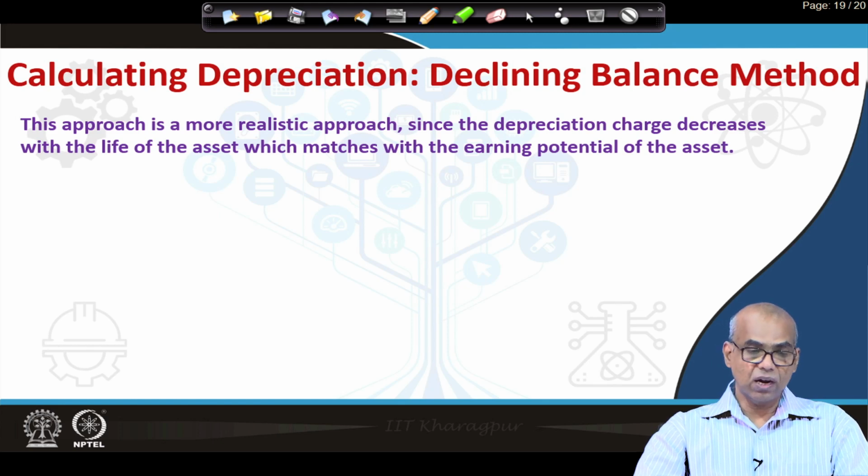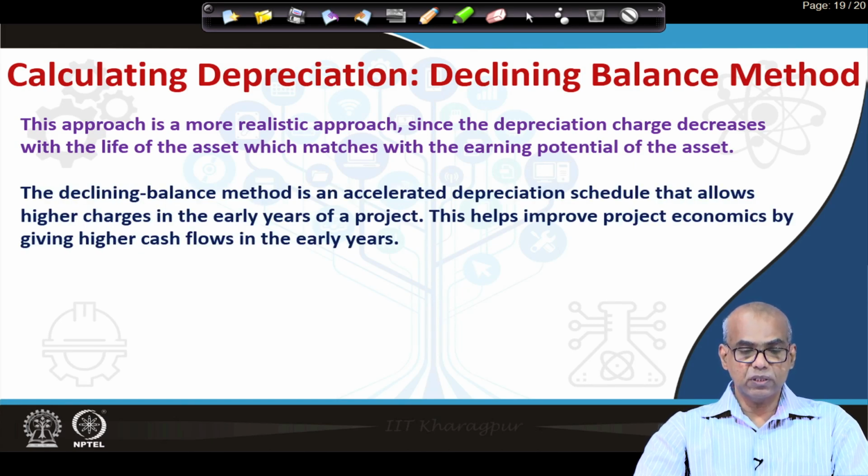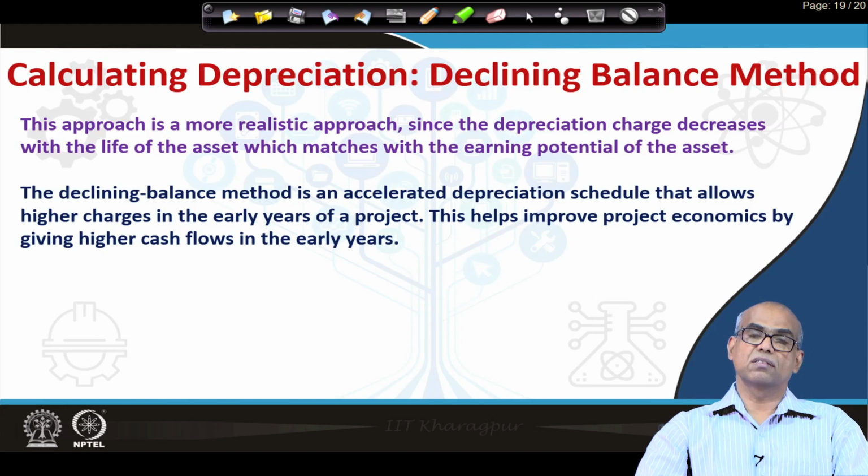So, the depreciation charge also decreases with the life of the asset. The declining balance method is an accelerated depreciation schedule that allows higher charges in the early years of the project. This helps improve project economics by giving higher cash flows in the early years. We would always like to get the benefit as soon as possible and would like to postpone the expenses.